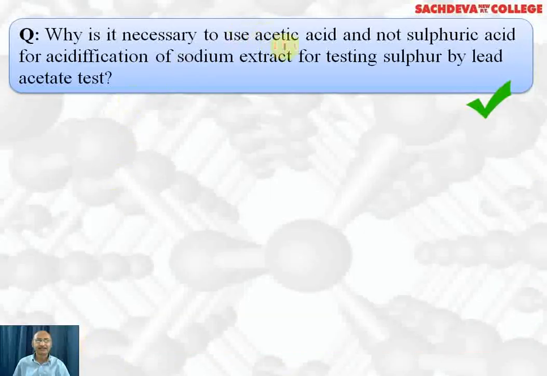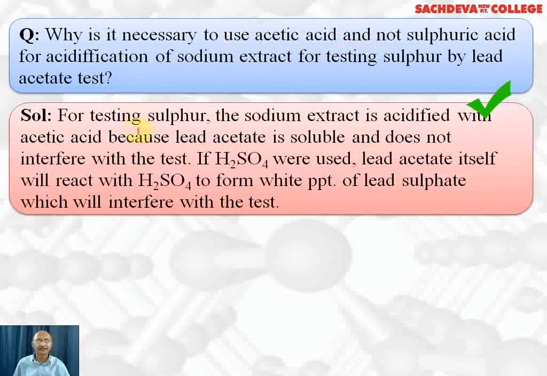Why is it necessary to use acetic acid and not sulfuric acid for acidification of sodium extract or Lassaigne extract for testing sulfur by lead acetate test? For testing sulfur, the sodium extract is acidified with acetic acid because lead acetate is soluble and does not interfere with the test. If you add sulfuric acid, then lead acetate itself will react with sulfuric acid to form a white precipitate of lead sulfate, which will interfere with the test.